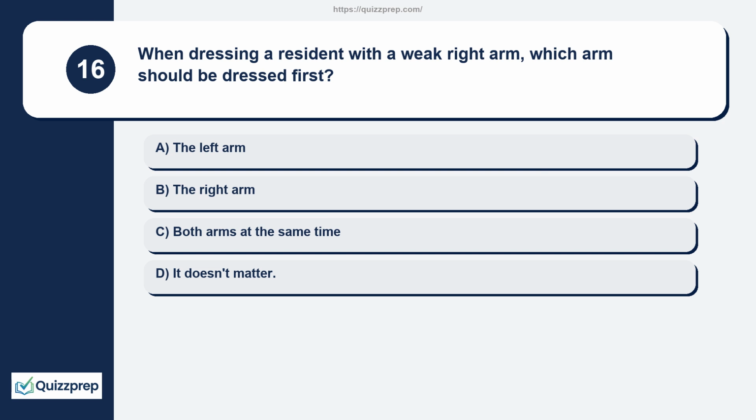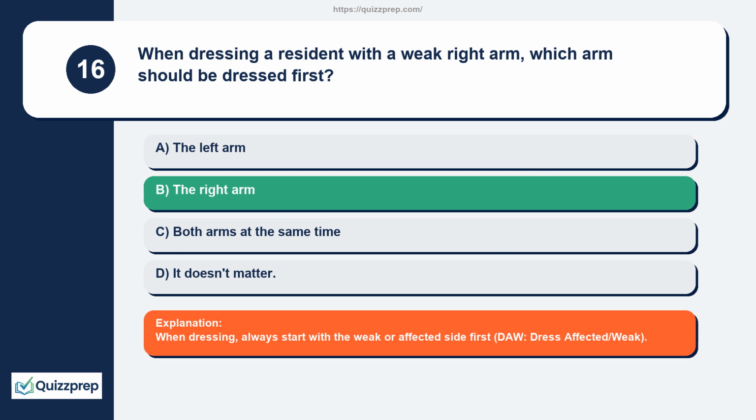Question 16. When dressing a resident with a weak right arm, which arm should be dressed first? The left arm, the right arm, both arms at the same time. It doesn't matter. When dressing, always start with the weak or affected side first. Dress affected, weak.